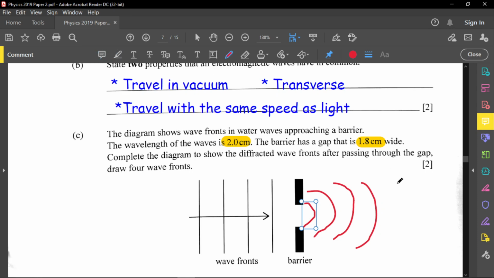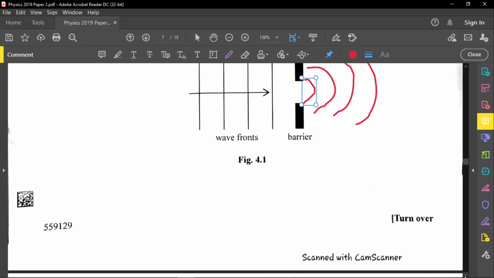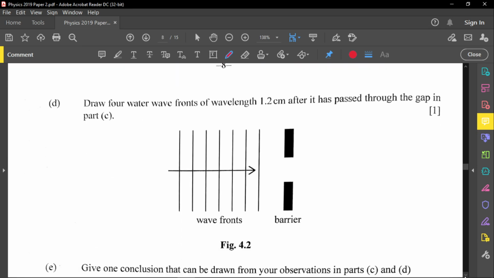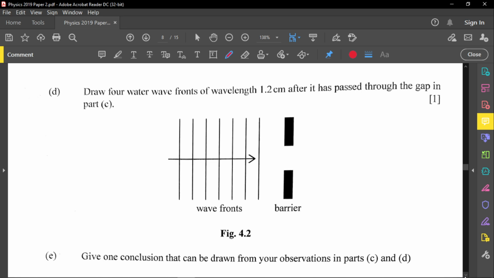All right, so let's go to the next part of the question now. This part of the question said draw 4 wavefronts of wavelength 1.2 after it has passed through the gap. Now we're working with 1.2. Remember, the gap was 1.8, right? So this time, the gap is bigger than the wavelength.